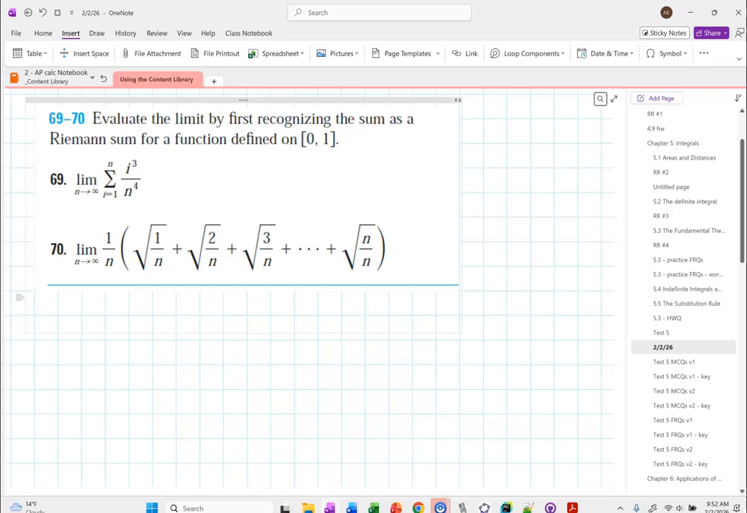Evaluate the limit by first recognizing the sum as a Riemann sum for the function defined on 0, 1. Okay.